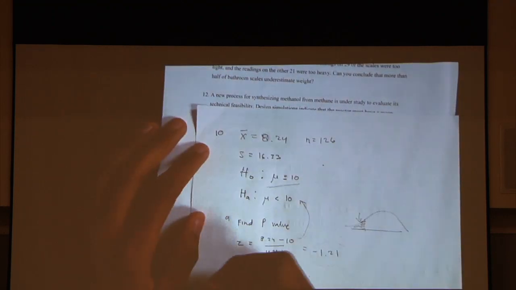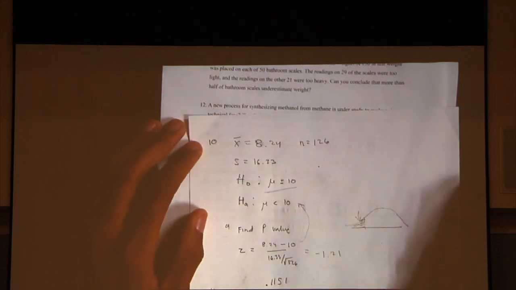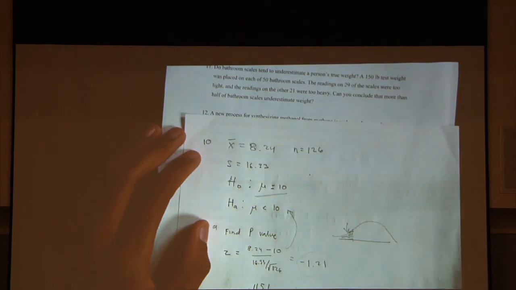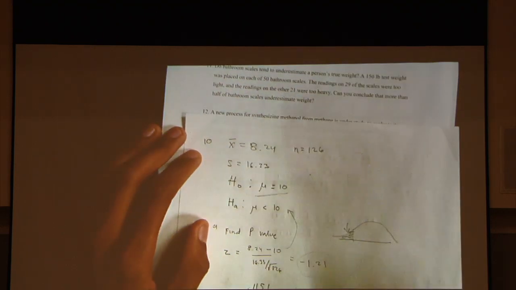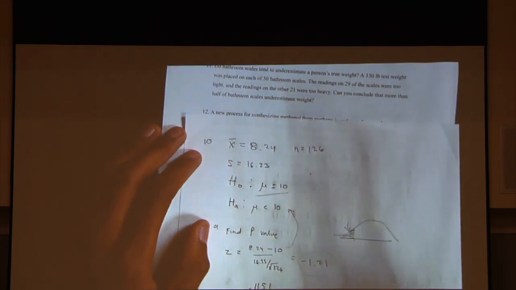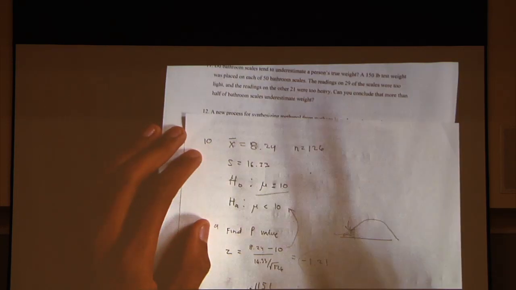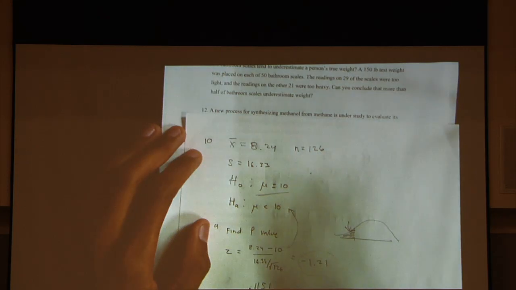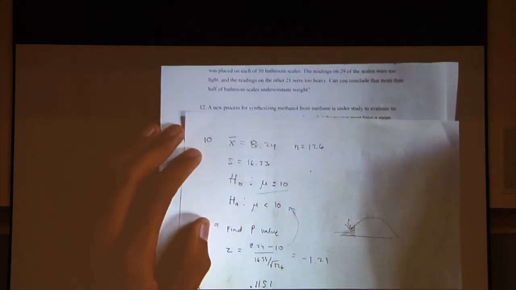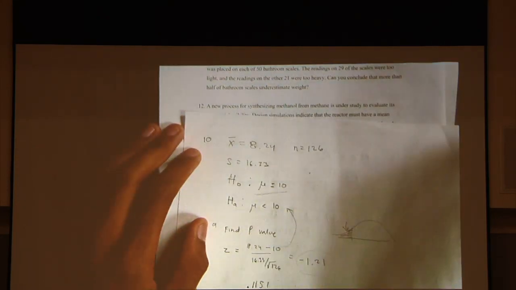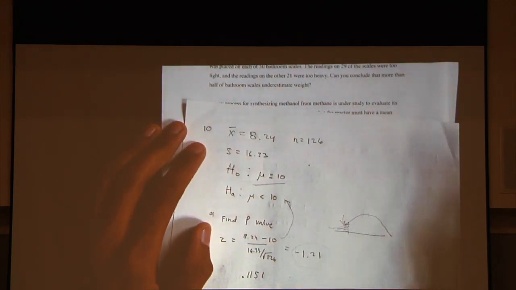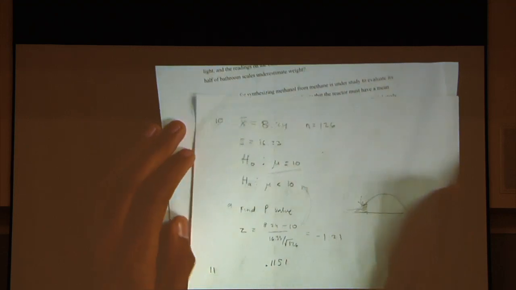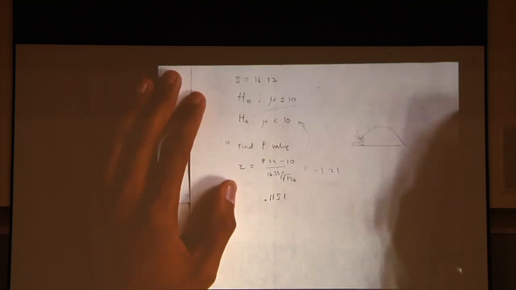So number 11 says, do bathroom scales tend to underestimate a person's true weight? A 150-pound test weight was placed on each of 50 bathroom scales. The readings on 29 of the scales were too light, and the readings on the other 21 were too heavy. Can you conclude that more than half of bathroom scales underestimate weight? So what would be the null hypothesis and the alternative hypothesis?